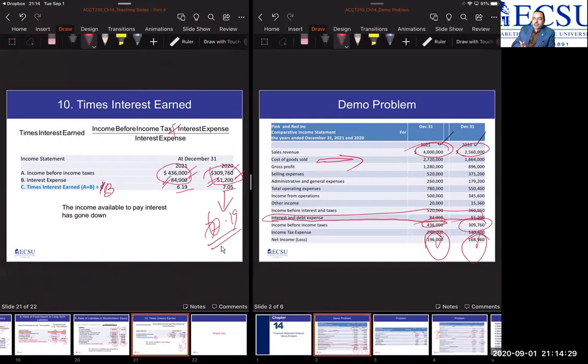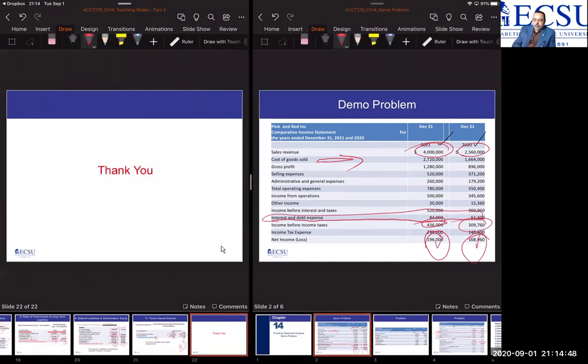So now in this presentation, I explained to you the three solvency ratios, and took a demonstration problem and showed you how you could calculate the solvency ratios as well as the liquidity ratios we talked about in the previous presentation. So now I'm going to take up other issues in this chapter in the next presentation.